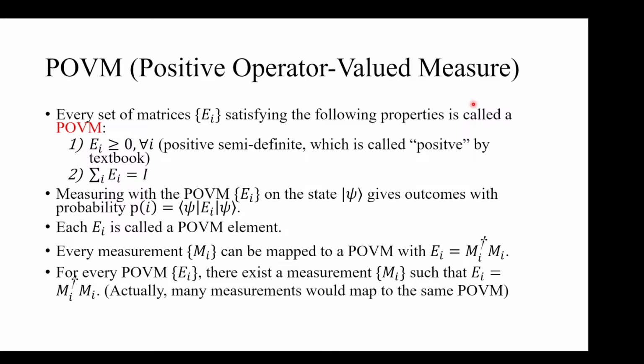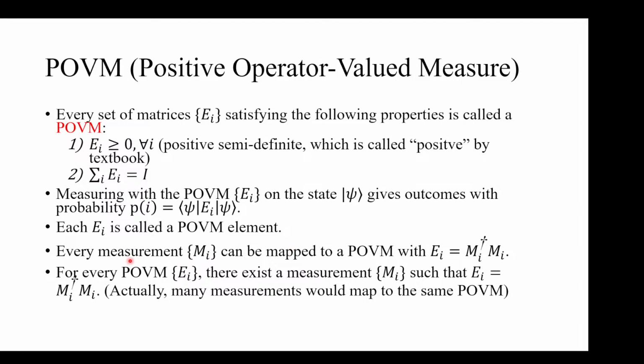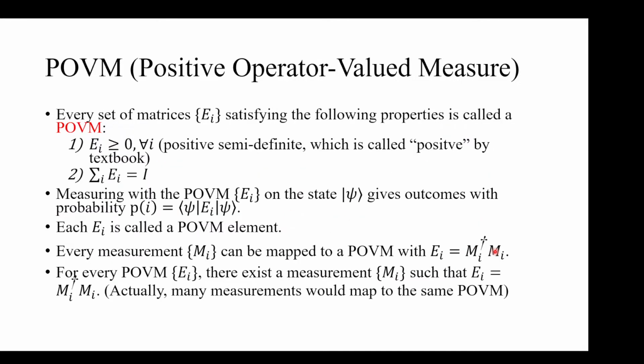Okay. And yeah, so we say this is an easier definition of POVM, and it makes sense because it's like having a correspondence between measurement and POVM. It's pretty easy to see that every measurement can be mapped to a POVM. So every measurement has a POVM. You just write E_i equal to M_i dagger M_i. That's the motivating example we have here.